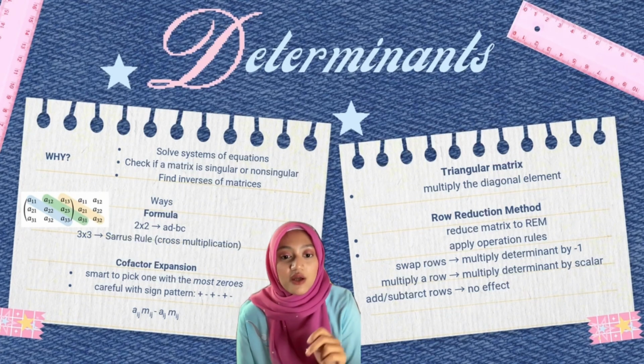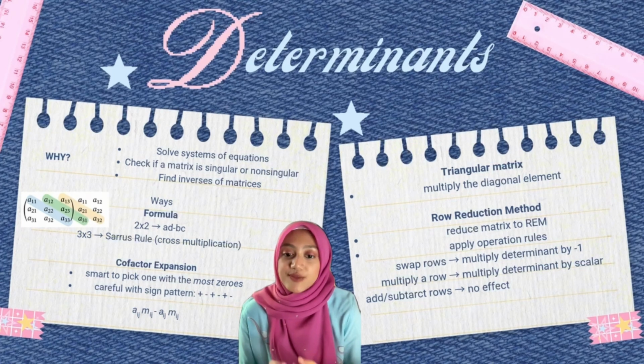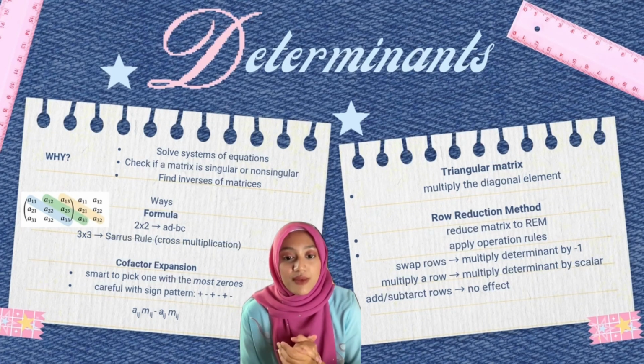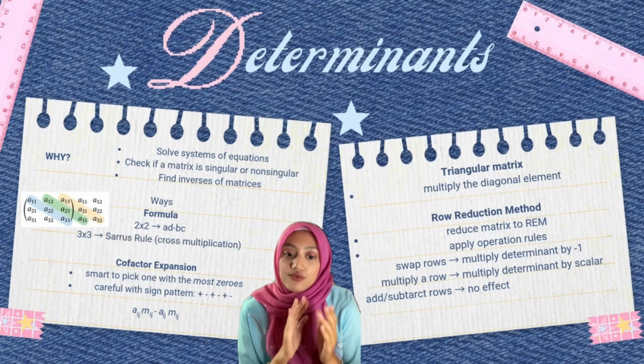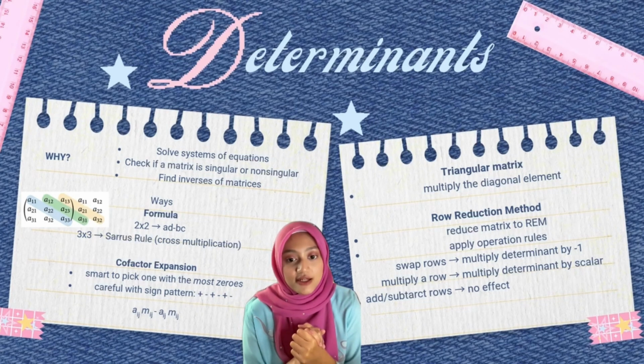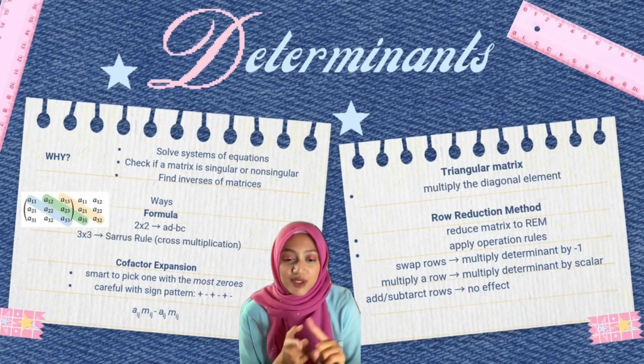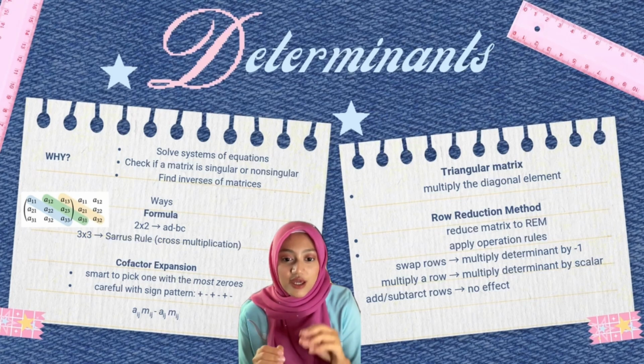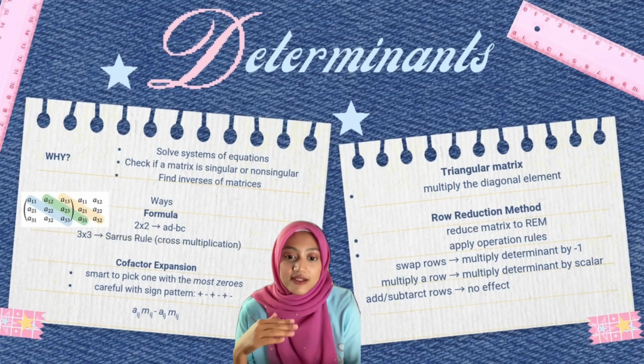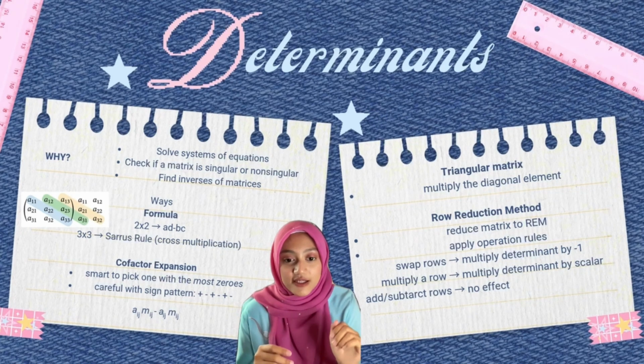Second, we can use cofactor expansion. Expand along any row or column. It is smart to pick the one with the most zeros. We need to be careful with the sign pattern, with plus and minus, and the formula is a_ij times M_ij, alternating in sign. So be careful with the sign.